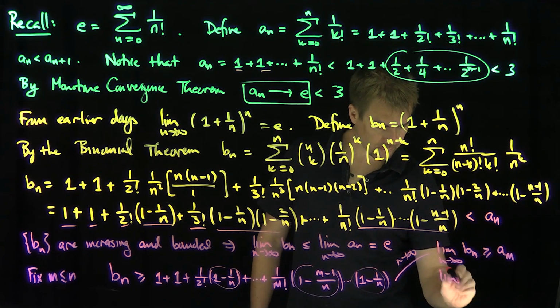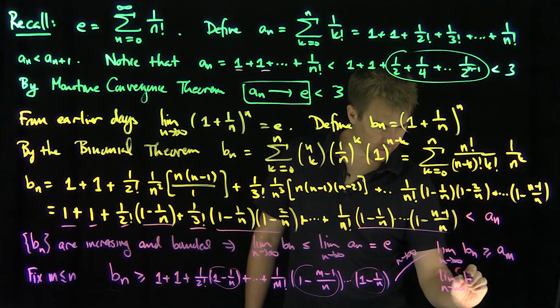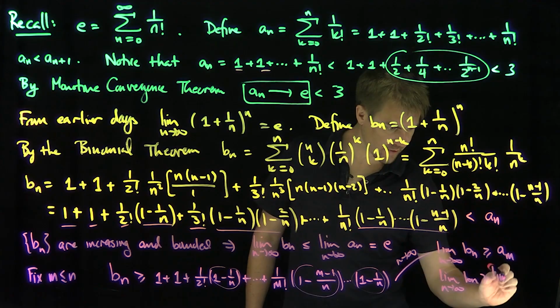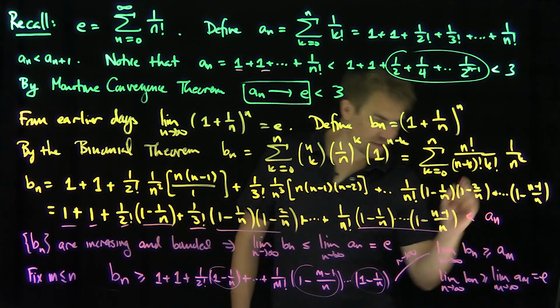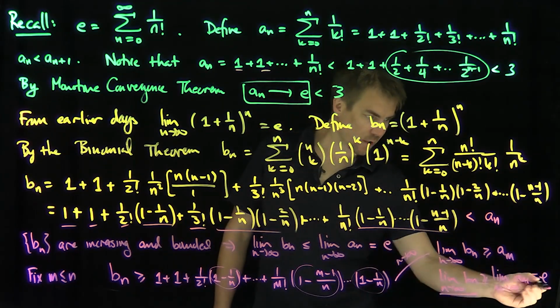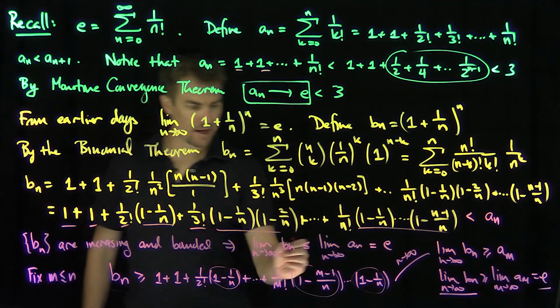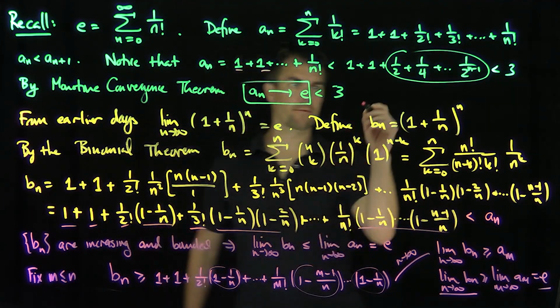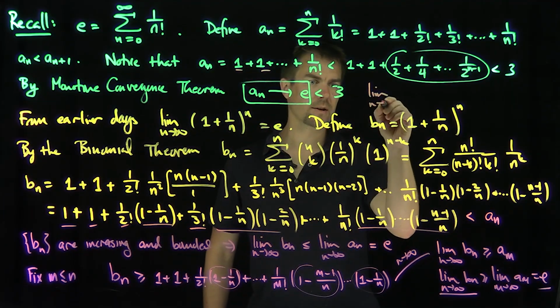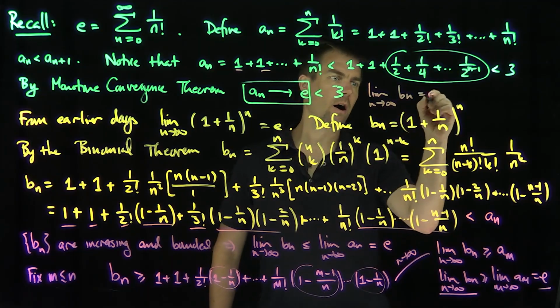That the limit as n goes to infinity of bn is bigger than or equal to the limit as m goes to infinity of the am, which we know is e. So I've now proven the limit of the bn's is larger than or equal to e, and the limit of the bn is less than or equal to e. So our conclusion, therefore, is that the limit as n goes to infinity of the bn's is also equal to e.